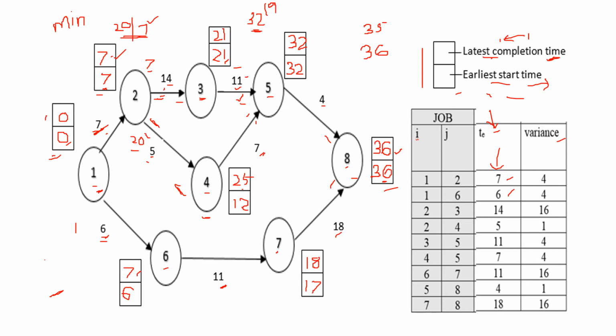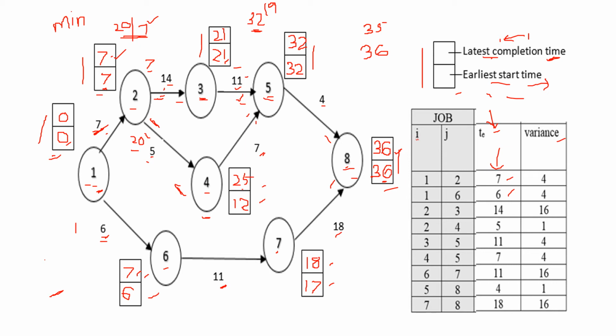See, this is same, this is same, this is same, this is same, and this is also same. See, this is different: 17 and 18, 12 and 25, 6 and 7. Okay, so these are the nodes, that is 1, 2, 3, 5 and 8.